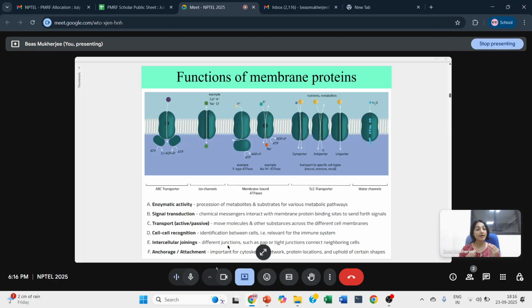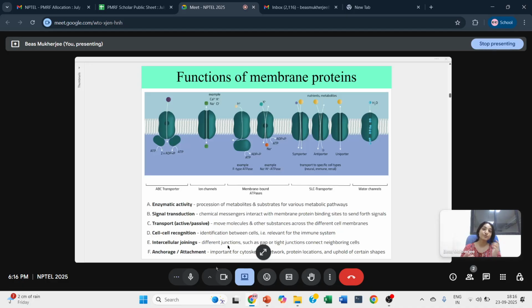Now they can have different kinds of activities. For example, enzymatic activity: the processing of metabolites and substrates for various metabolic pathways. They can help in signal transduction, so chemical messengers interact with the membrane protein binding sites to send forth signals. Then there can be transport of materials. Now this can include active transport and passive transport.